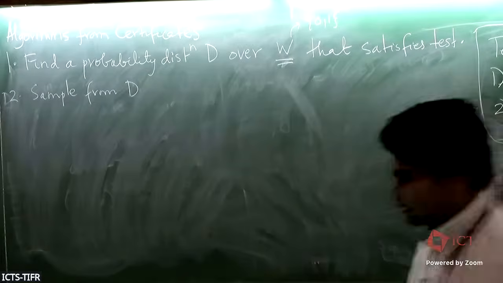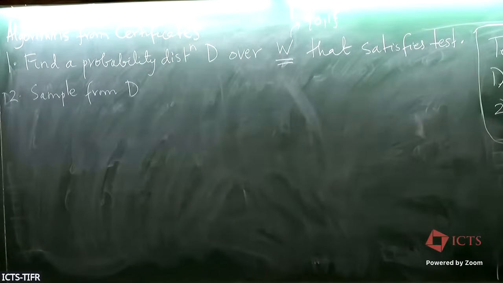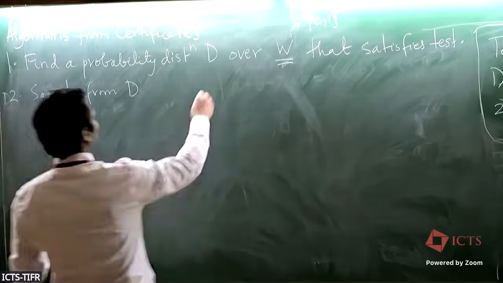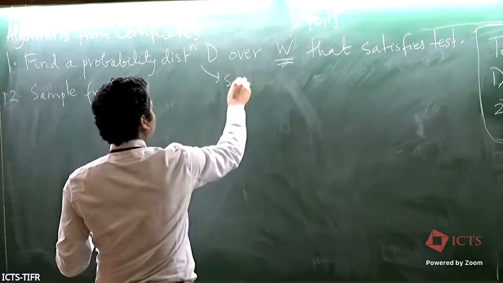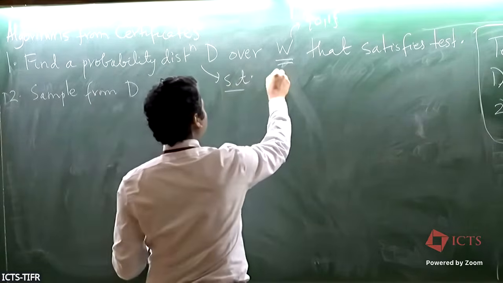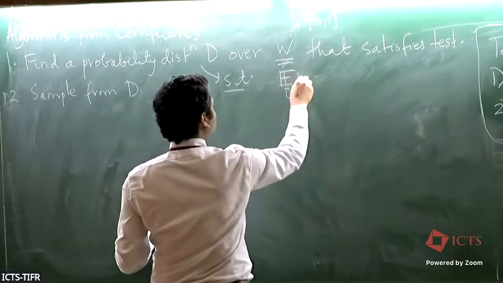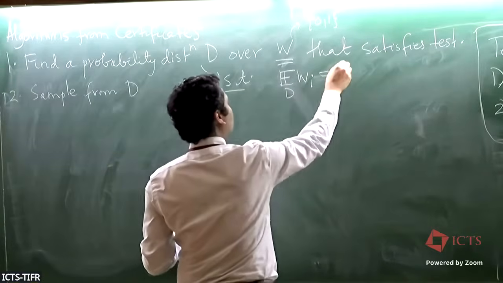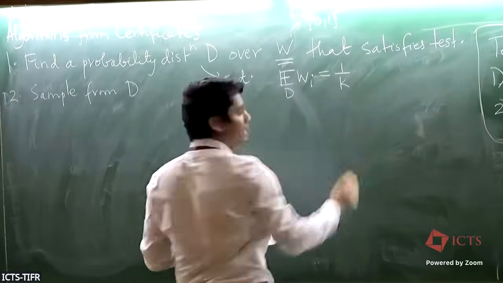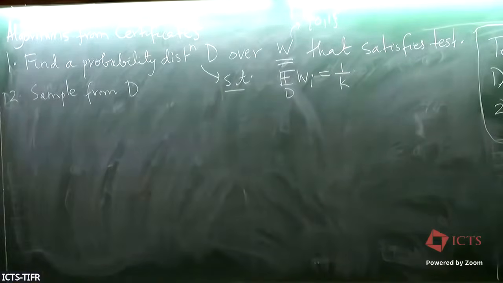So I'm going to force an additional constraint that under this distribution, the expectation of all the Wi's should be equal, and equal to 1 over k.